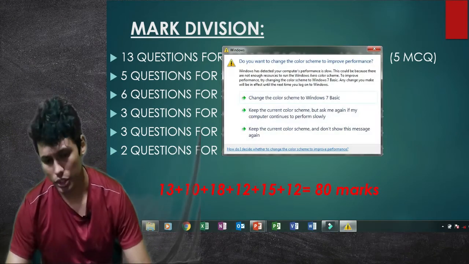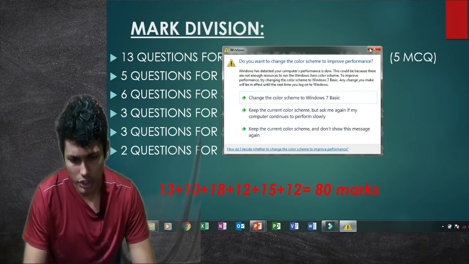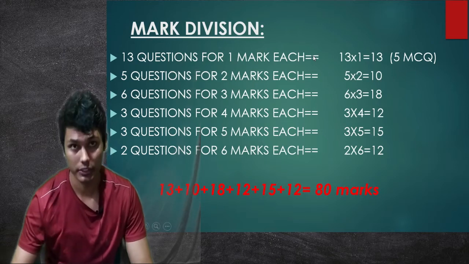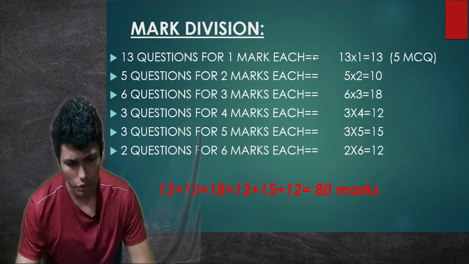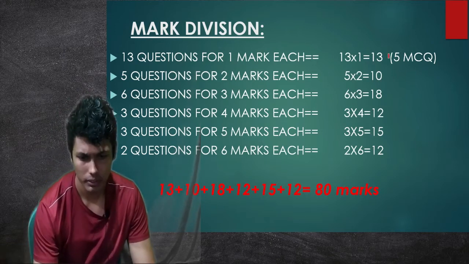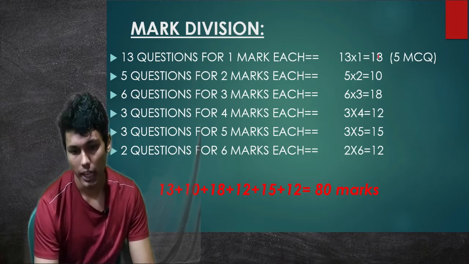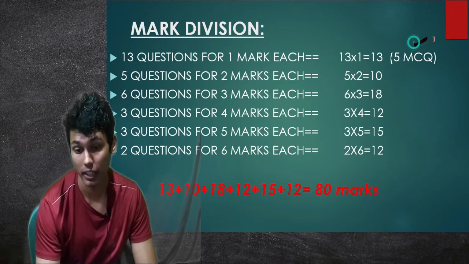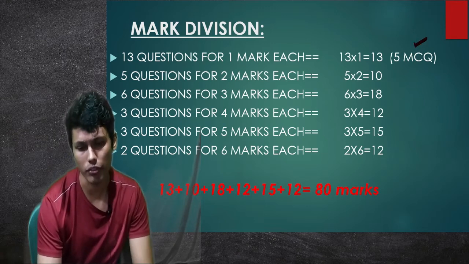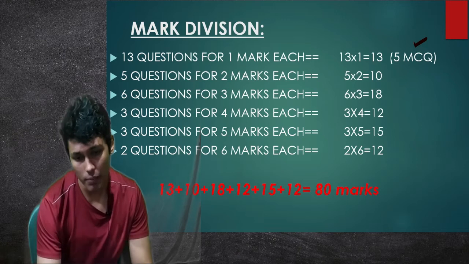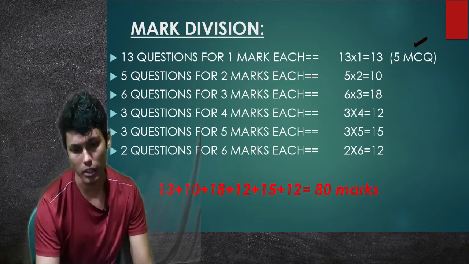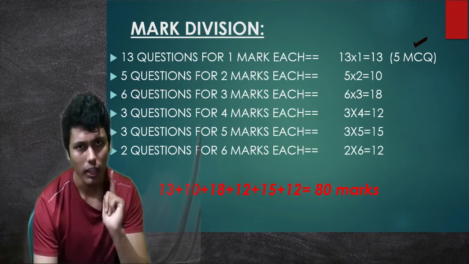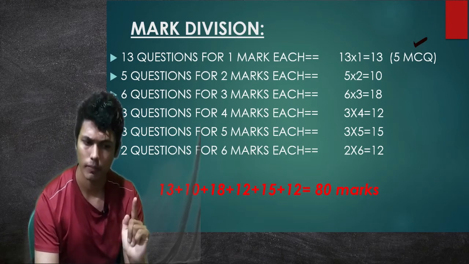There will be 13 questions for 1 mark each, which will be 13 marks. And out of these 13 questions, 5 questions will be multiple choice questions. Be clear that. Question number 1 to question number 5 will be multiple choice questions, and from question number 6 to question number 13 will be 1 mark questions. So total 1 mark questions consist of 13 marks, 13 questions.